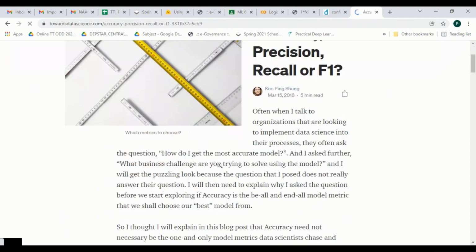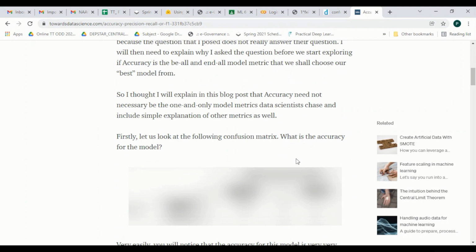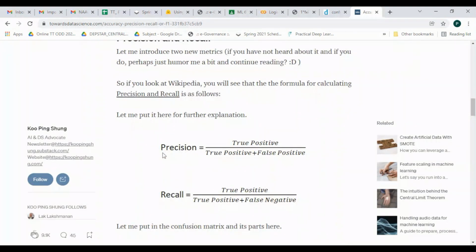So let's go to the very first link. Right, okay. So what is precision? Precision is true positive divided by true positive plus false positive. And recall is true positive divided by true positive plus false negative.